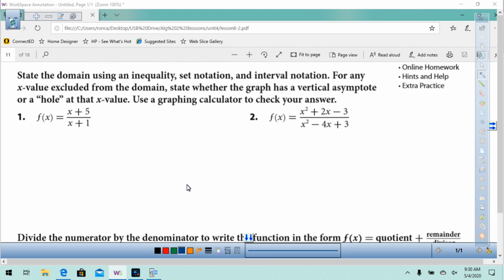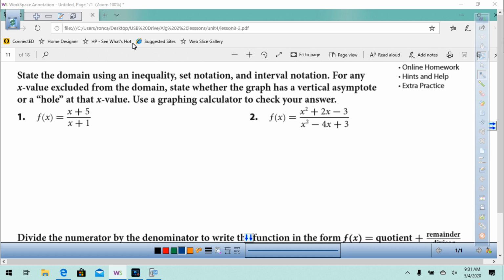Lesson 8.2, page 411. State the domain using an inequality, set notation, and interval notation. For any x value excluded from the domain, state whether the graph has a vertical asymptote or a hole at that x value. Use a graphing calculator to check your answer.